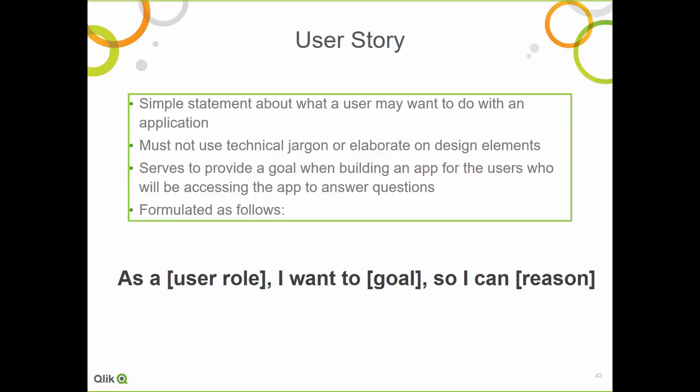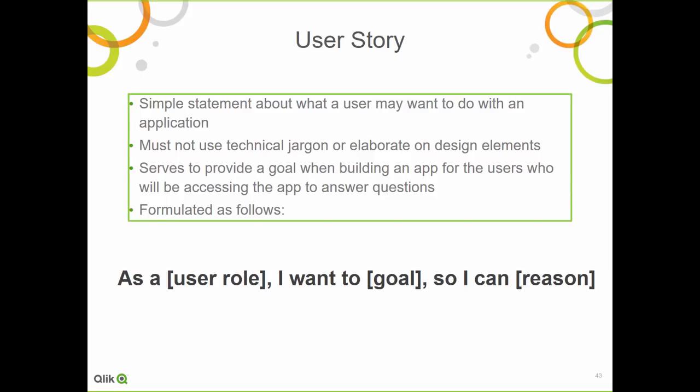So it serves to provide a goal when you're building an app for users who will be using the app to do analysis or answer their questions. Pretty much it's formulated as the line shown below. So as a user role, which you're going to fill in, I want to have a certain goal so I can use this app for a reason.